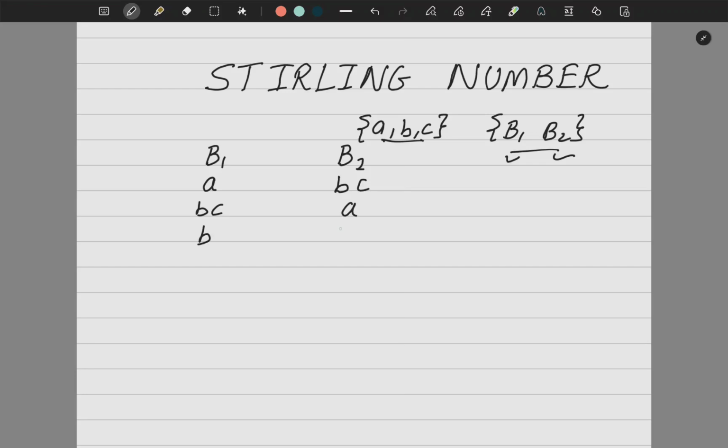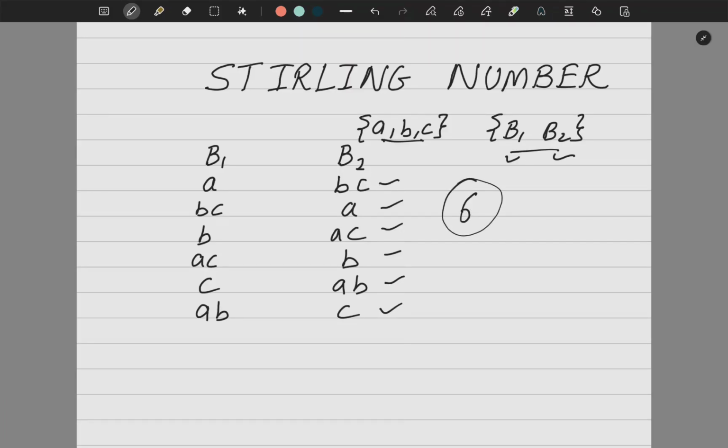Now let me isolate B. So A and C will go here, and A and C come here, so B will go here. Now let me leave alone C. So AB come here, and then C will go here. So 1, 2, 3, 4, 5 and 6. So I got 6 ways to arrange 3 objects in 2 boxes. Now this is represented as P(3,2) = 6. So I can do it in 6 ways.